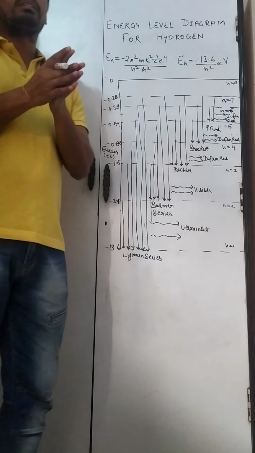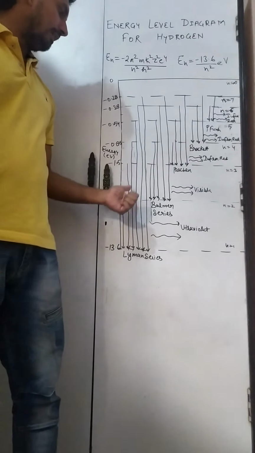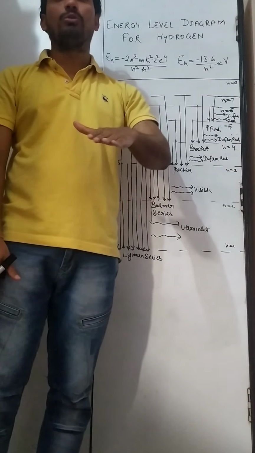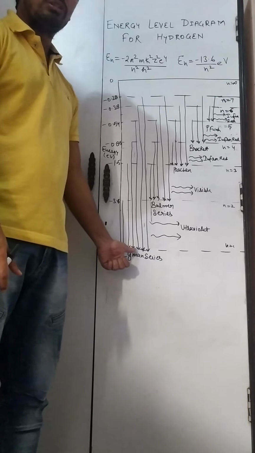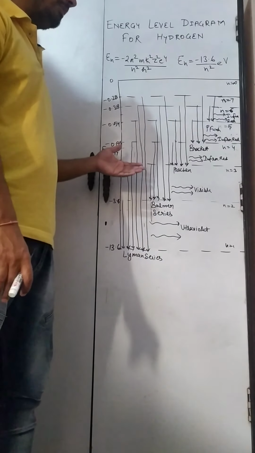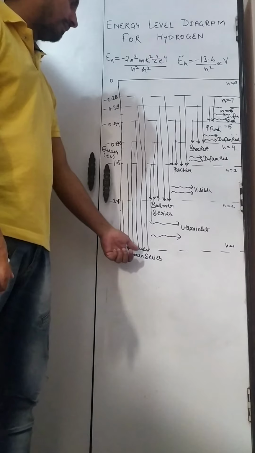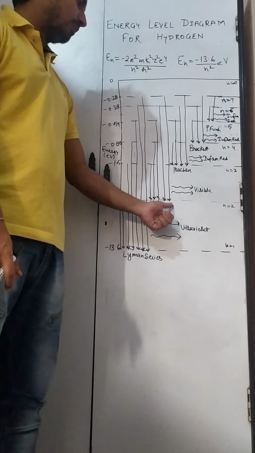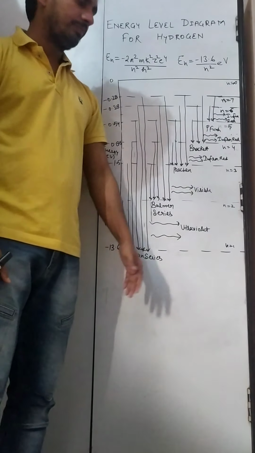Whenever an electron transits from a higher energy level, which can be 2, 3, 4, 5, 6 and so on, and comes to the first level, that is n1 equals 1 and n2 can be 2, 3, 4, 5, 6, 7, that series is known as the Lyman series. For Balmer, n1 equals 2 and n2 can be 3, 4, 5, 6 and so on.